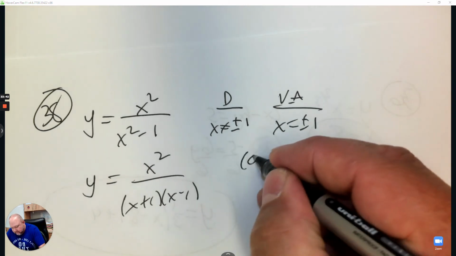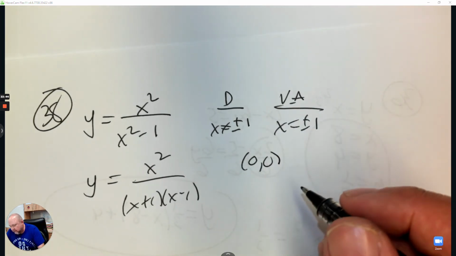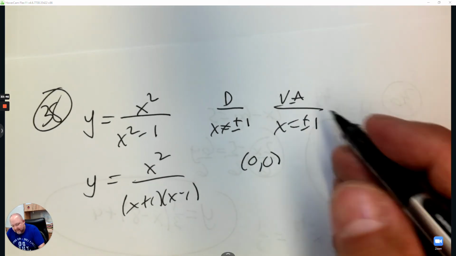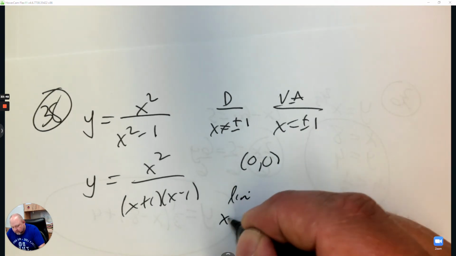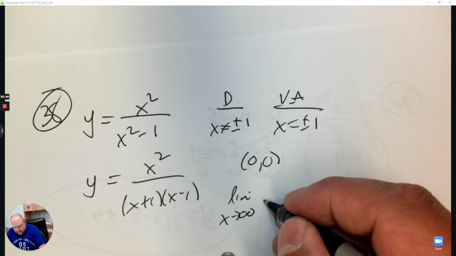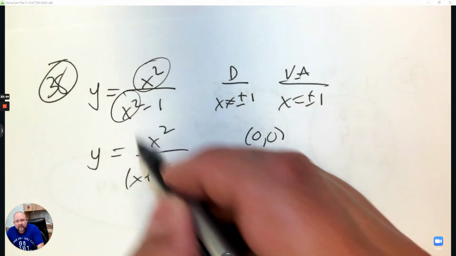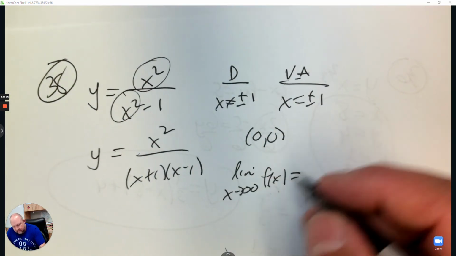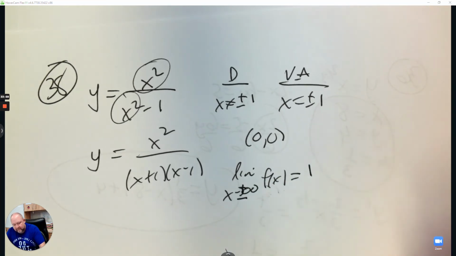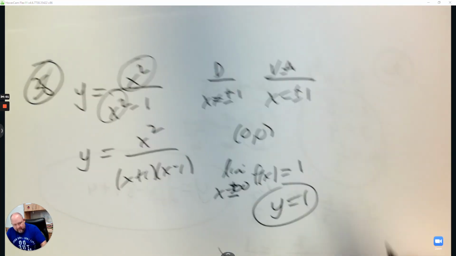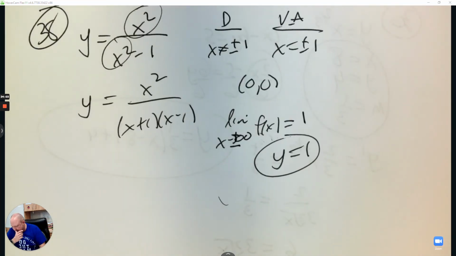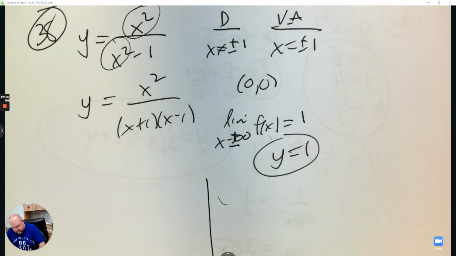X-intercept, the numerator, so 0, 0. That's also the y-intercept. And the end behavior. So the right end behavior and the left end, divide the power terms. So both the right and the left is equal to 1. So y equals 1 is the horizontal asymptote. And then sketch this.